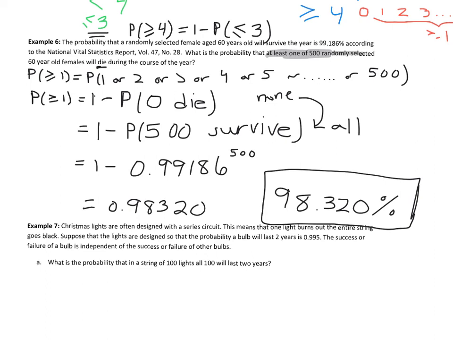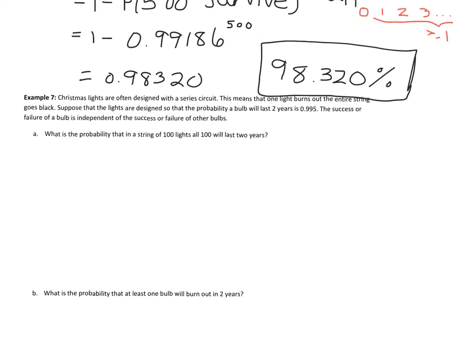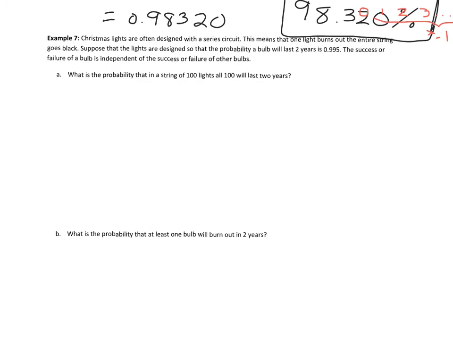All right, let's look at a similar example. You guys could do this one on your own, so you can push pause and then come back when you think you have the solution. All right, so Christmas lights are designed with a series circuit. This means that if one light bulb burns out, the entire string goes black. That's old school. Suppose that the lights are designed so that the probability a bulb will last 2 years is 0.995. That's pretty good. The success or failure of a bulb is independent of the success or failure of other bulbs. This is just telling us that we can use our multiplication rule. So what's the probability that a string of 100 lights, all 100, will last 2 years? It seems like it would be good because the probability that a single bulb will last is 0.995. So this is really asking what's the probability your string of lights will last 2 years, because if one goes out, all go out. So I hope it's high.